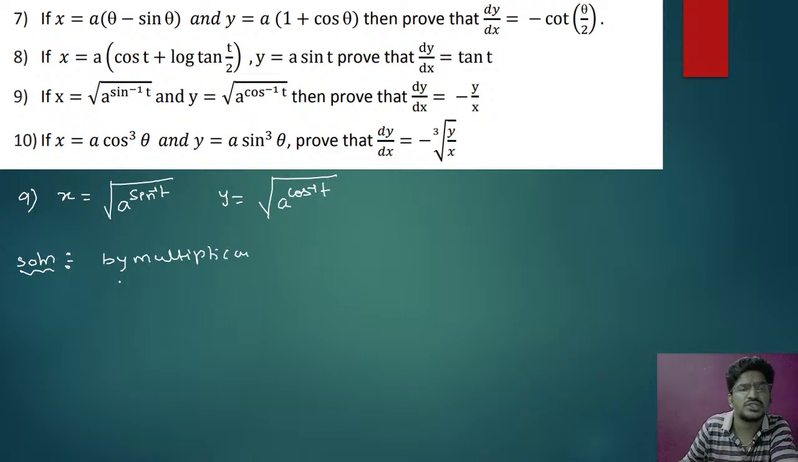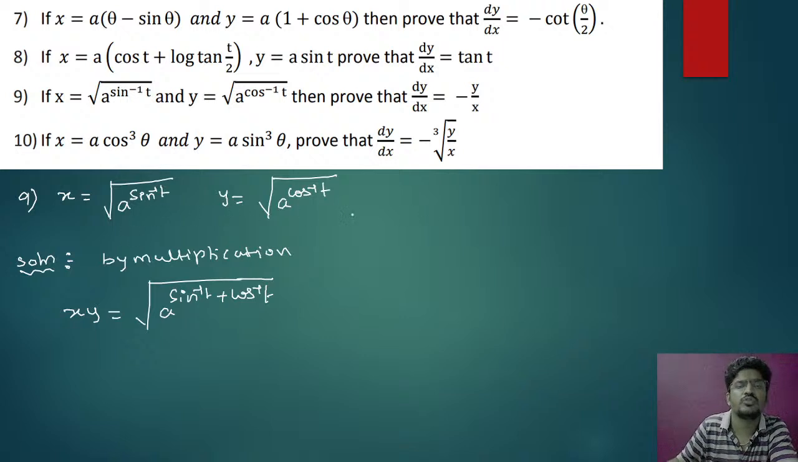By multiplication, what you can write, x into y is xy equal to root of a to the power of sin inverse t plus cos inverse t. So see this, you have to multiply both of this. That will be root of a to the power of sin inverse t multiplied with root of a to the power of cos inverse t.